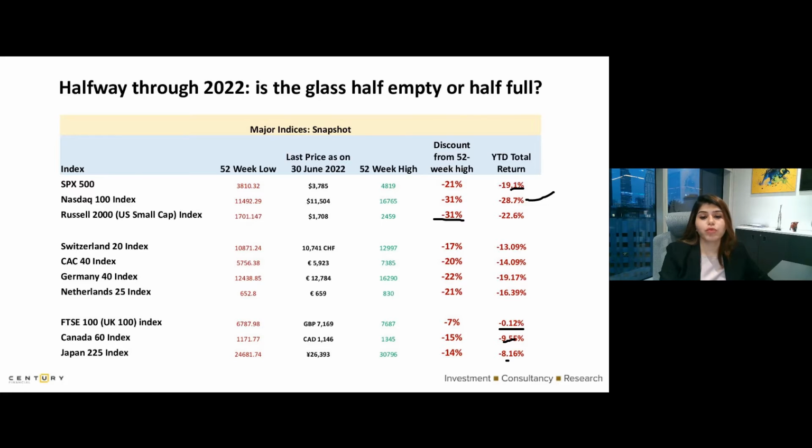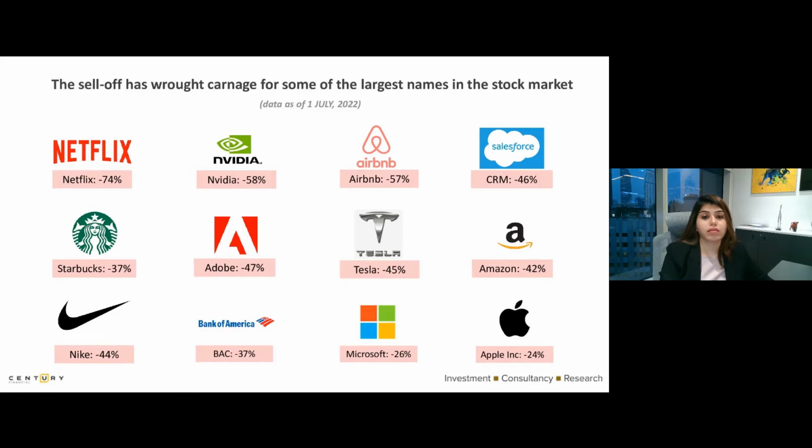Now, if I were to move forward and take a look at some of the key stocks in the United States, most of them, look at it, these are all blue chip big names. You have Netflix, which is down literally 74% from its high. If you've heard about Nvidia, it's the leading semiconductor stock that is down almost 60%. Airbnb is again almost 60% from its highs. You have Salesforce, which is down 45%.